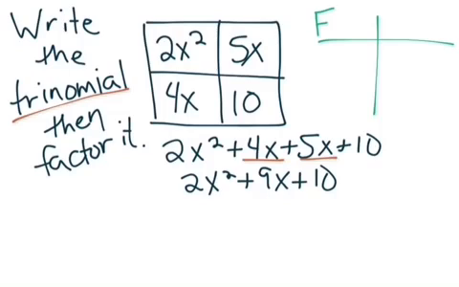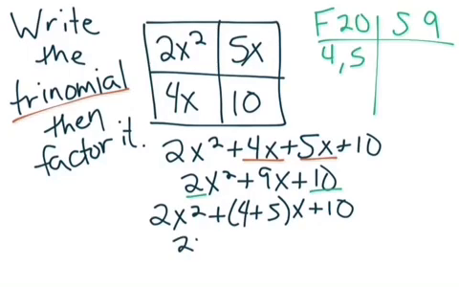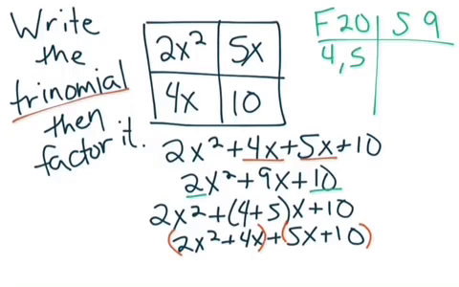So we've got factors of 20 that need to sum to 9. I think we're going to be able to pull those out pretty quickly, right? 4 and 5, we got it. And we throw those in. 2x squared plus 4x plus 5x plus 10. Distribute, 2x squared plus 4x plus 5x plus 10. Group, binomial, binomial.